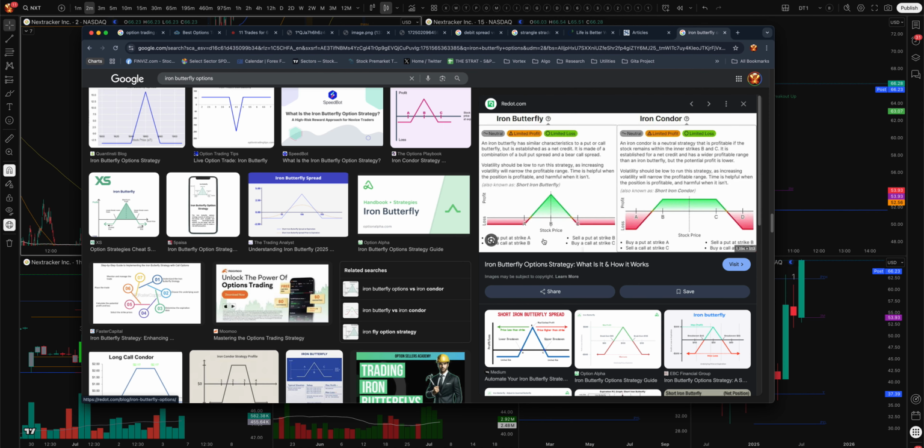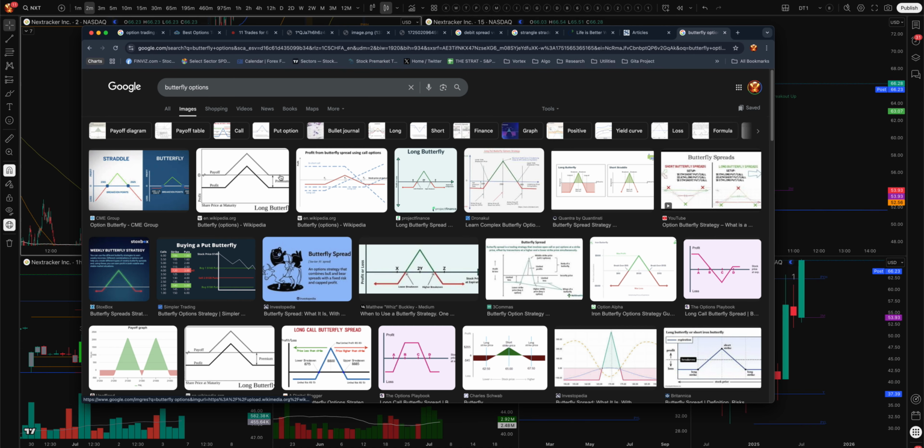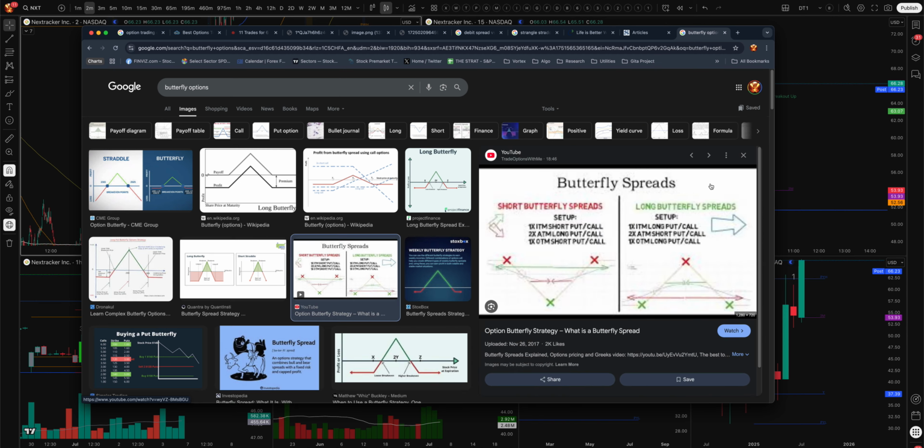A butterfly is a little different. A butterfly is a credit trade that you pay a debit for, and you end up with a long, two shorts, and a long. I do a lot of butterflies. I like the butterfly trade. I don't care so much for the iron condors. Again, how can I describe them?